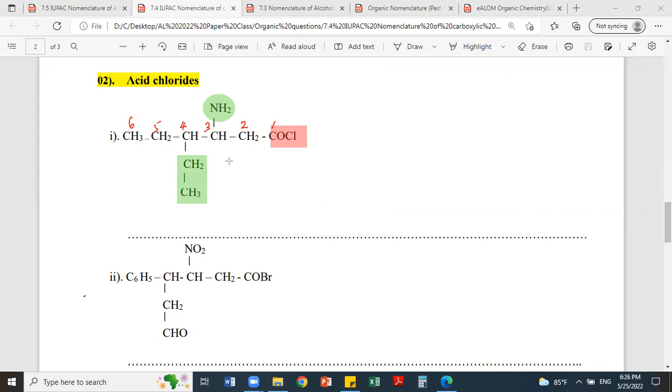Then how many carbons in the longest chain? Hexanoyl chloride. So how to write the name? Hexanoyl chloride, that's how you write the name. Okay, we'll write it now. If you can post the answer on chat: what should come first? Alphabetical order. This is ethyl, this is amino. What should come first? Amino or ethyl? Alphabetical order. Amino should come first, right? To which carbon is the amino group attached? The third carbon. Therefore you get 3-amino.